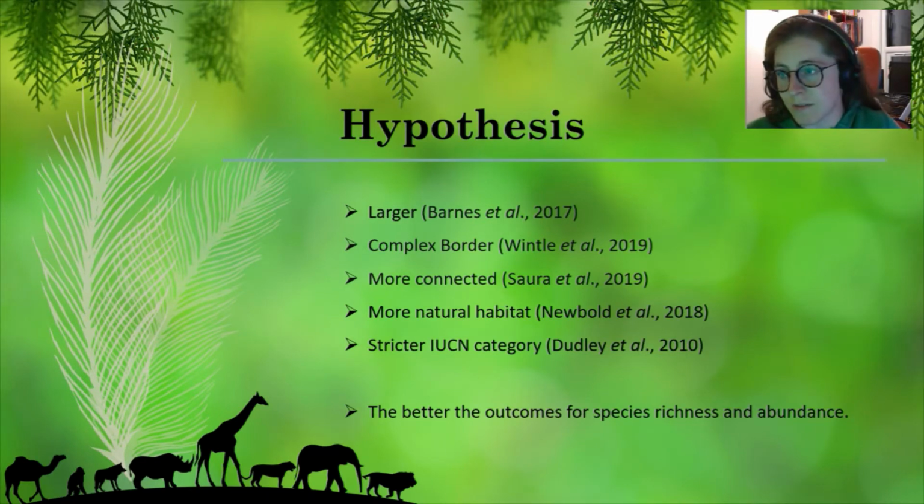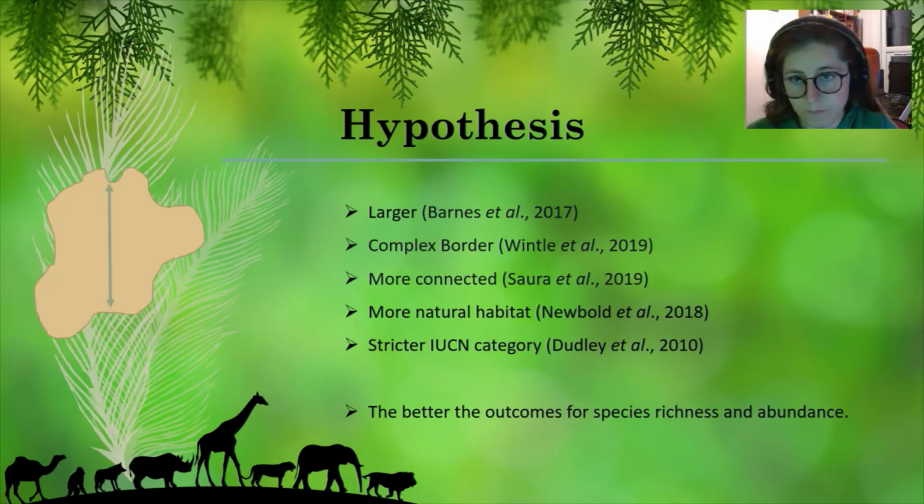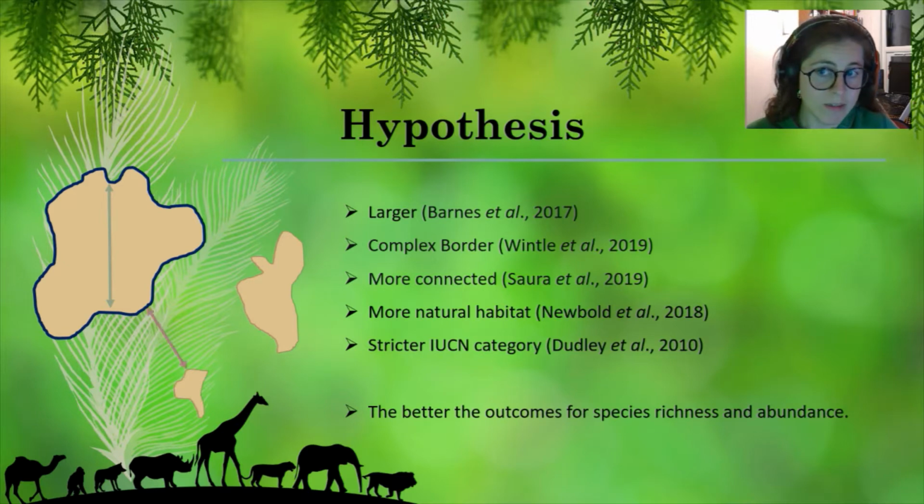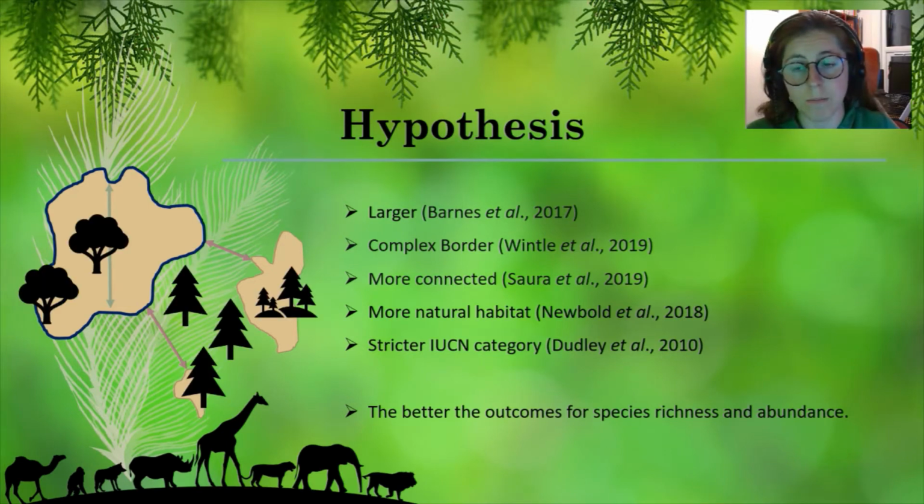So my hypotheses for this study include that the larger, the more complex a border, the more connected, the more natural habitat, both within a protected area and surrounding where a study on biodiversity has taken place, the stricter the IUCN category, combined, all better the outcomes for mammal species richness and abundance.